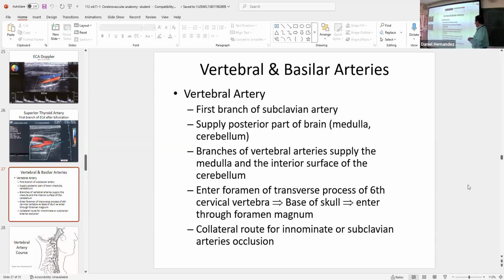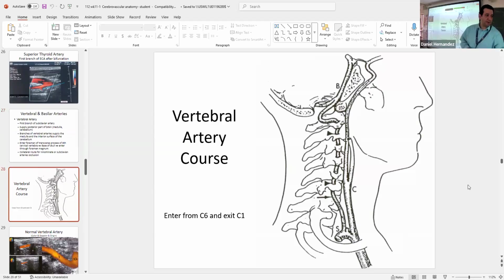It enters the base of the skull through the foramen magnum, and then they come together to form that basilar artery intracranially. These vertebral arteries are a collateral route when we have obstruction or occlusion in the innominate or subclavian arteries. So we're going to talk in depth about a condition called subclavian steal. And so this was the vessel as it enters into that small foramen of the transverse process of the spine.